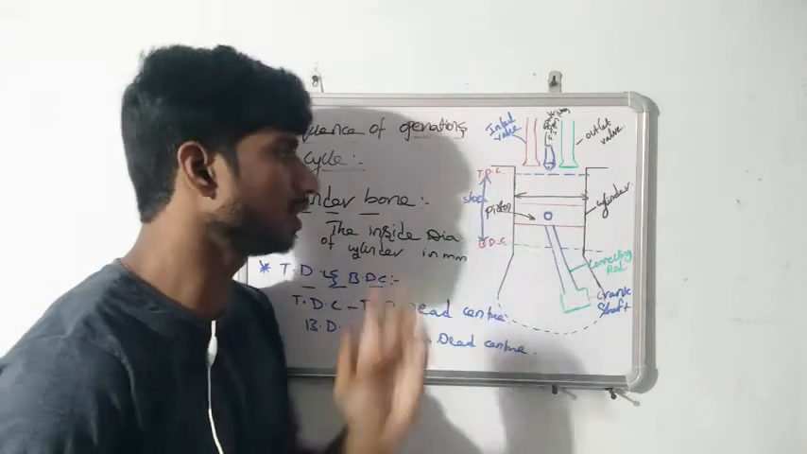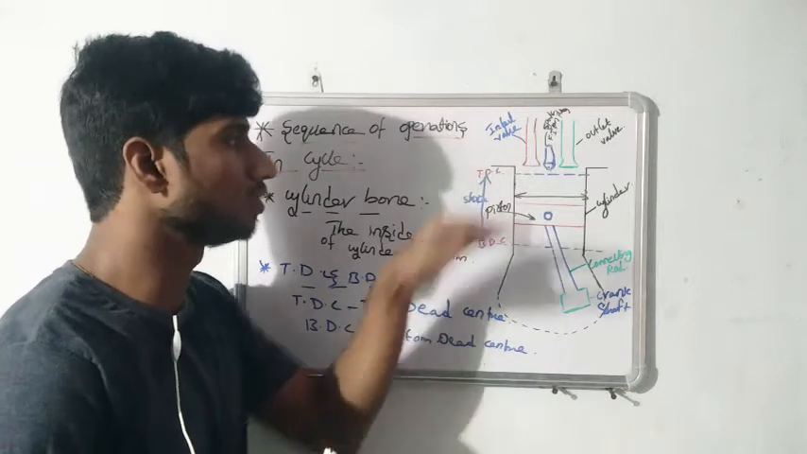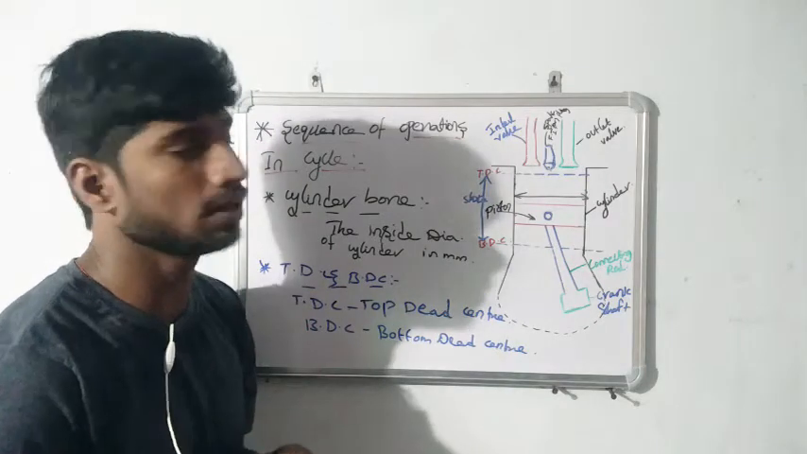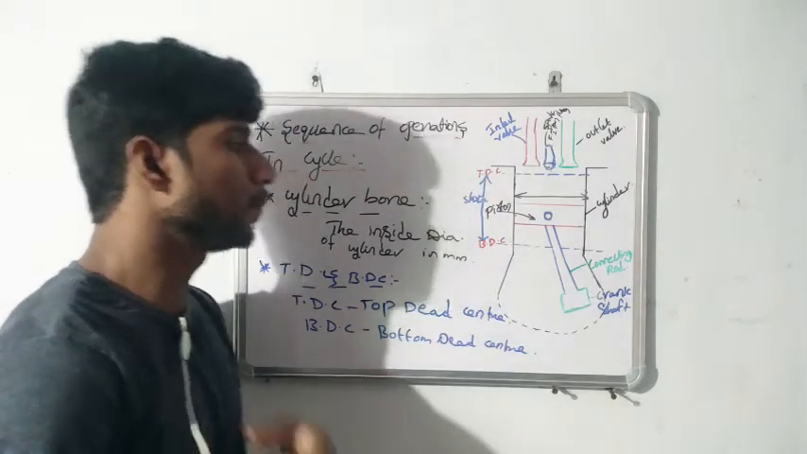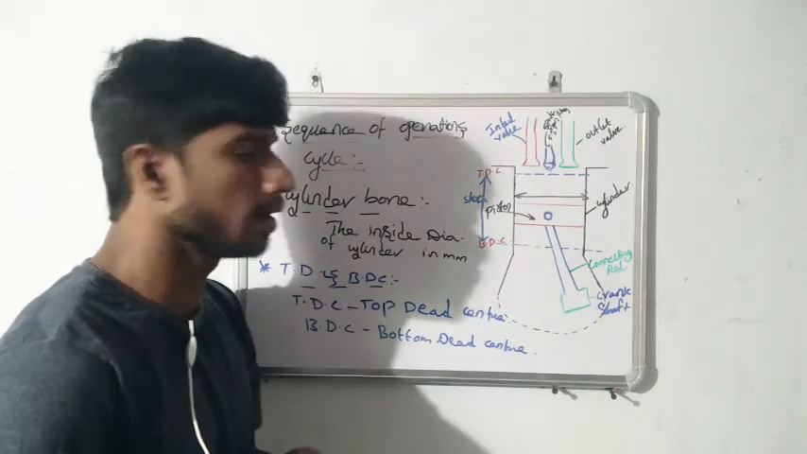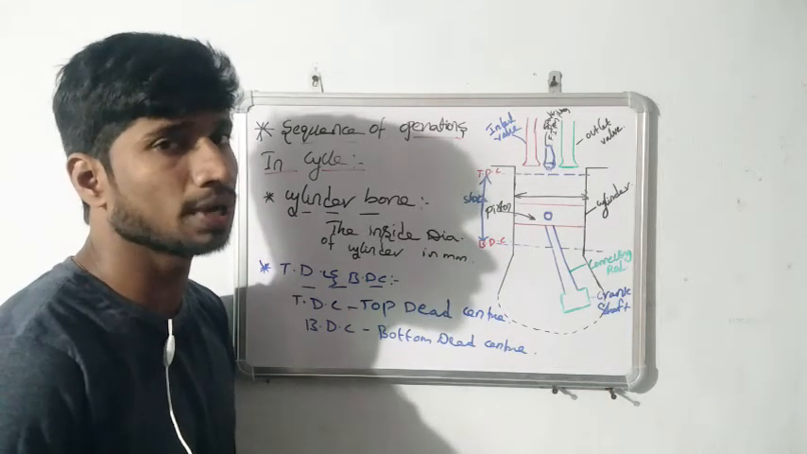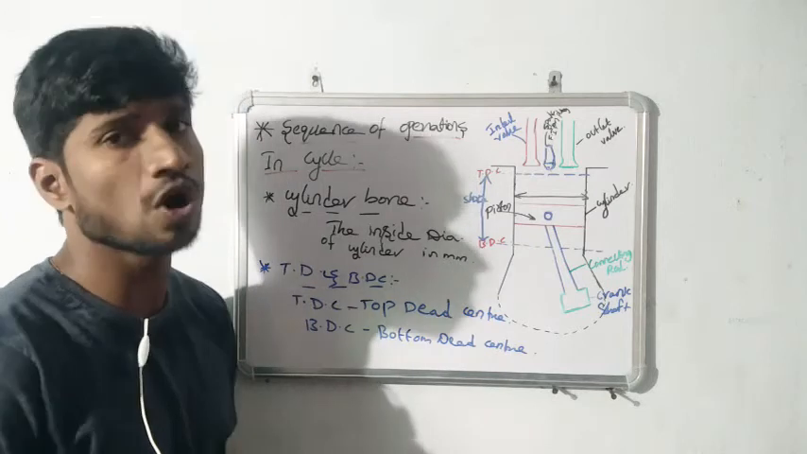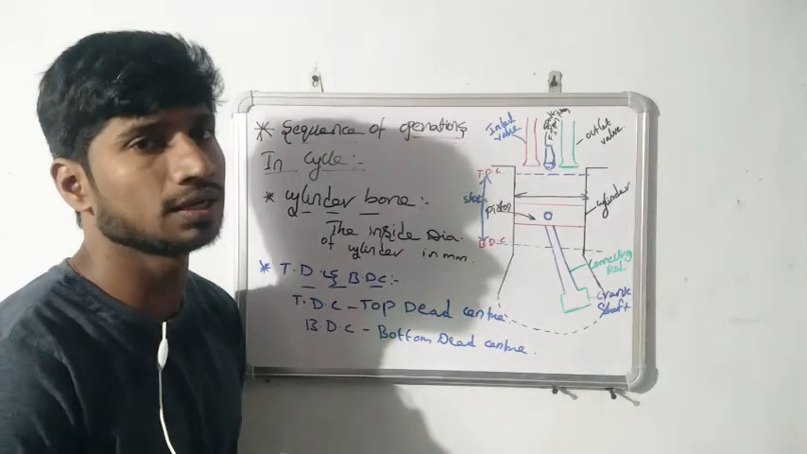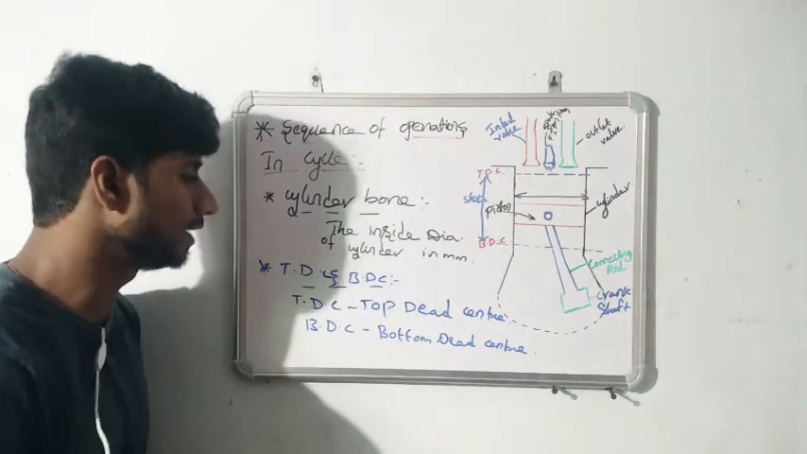If you look at the arrangement of a cylinder, the top portion of the engine cylinder, which is nearest to the cylinder cover, is defined as top dead center. And what about the bottom dead center? The portion which is nearest to the crankshaft at the bottom is defined as bottom dead center. In the case of a horizontal engine, they are defined as IDC, inner dead center, and ODC, outer dead center. So this is about the TDC and BDC.